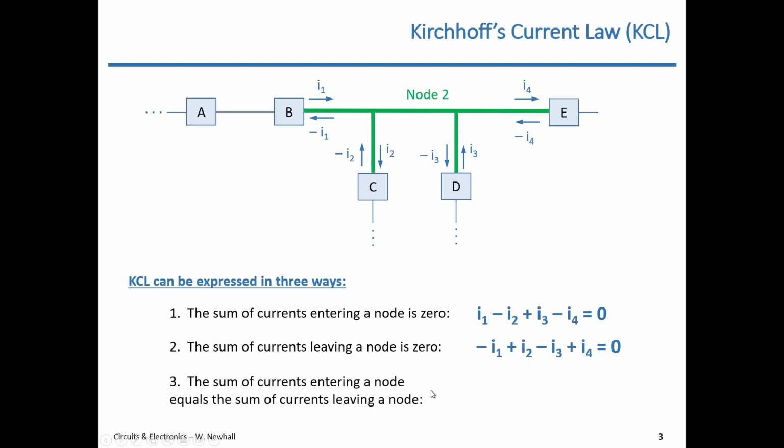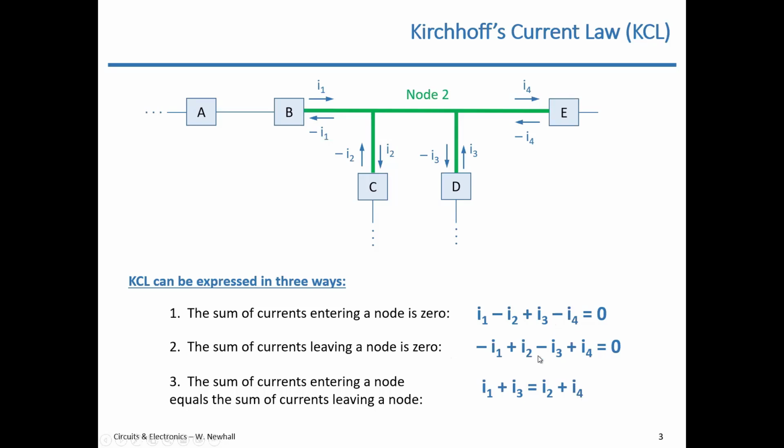Number 3, the third way to express KCL is the sum of currents entering a node equals the sum of currents leaving a node. This is a different way of visualizing KCL, Kirchhoff's current law. Okay, so if I go back to my original definitions of currents without flipping the arrows, I1 and I3 were entering, I2 and I4 were leaving. So I1 plus I3 equals I2 plus I4.